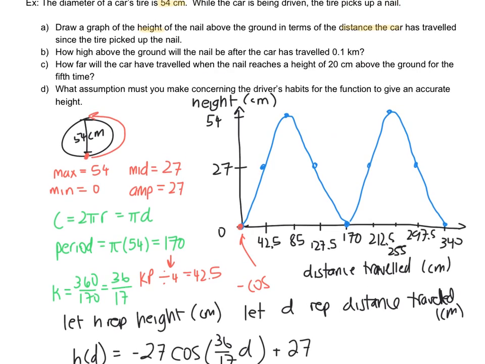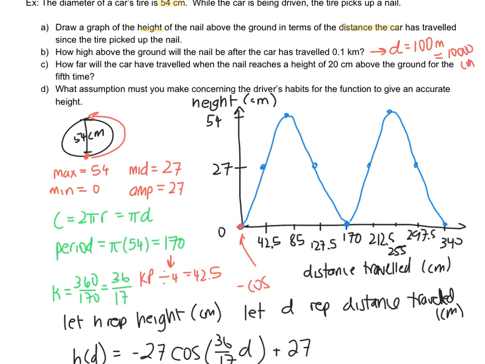So for B, it says, how high above the ground will the nail be after the car has traveled 0.1 kilometers? So for part B, they are giving us the distance traveled, but our distance traveled is in centimeters on our scale, and they gave it to us in kilometers. So first thing I'm going to do, I'm going to turn those kilometers into meters and then the meters into centimeters just to make sure I don't mess up. So 0.1 kilometers, if I multiply that by 1,000, that's 100 meters. If I take the 100 meters and I multiply it by 100 for the centimeters, then that is 10,000 centimeters.